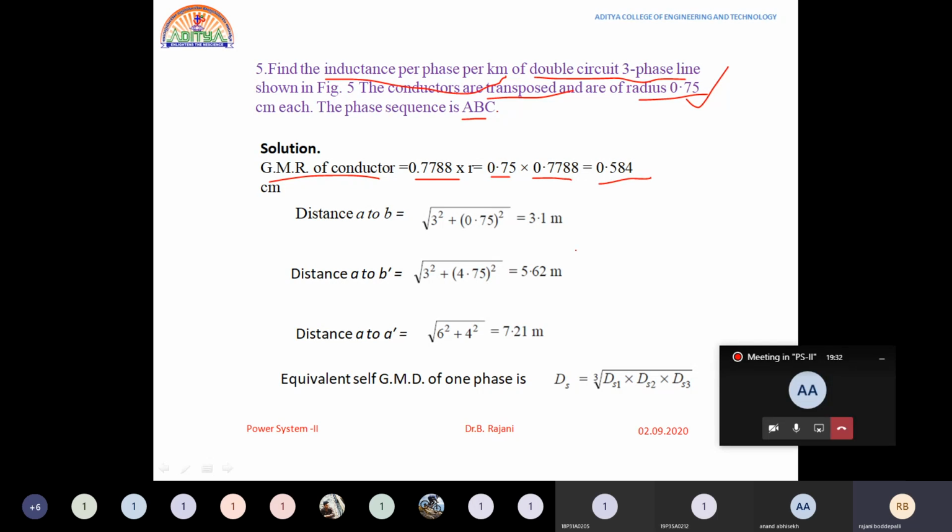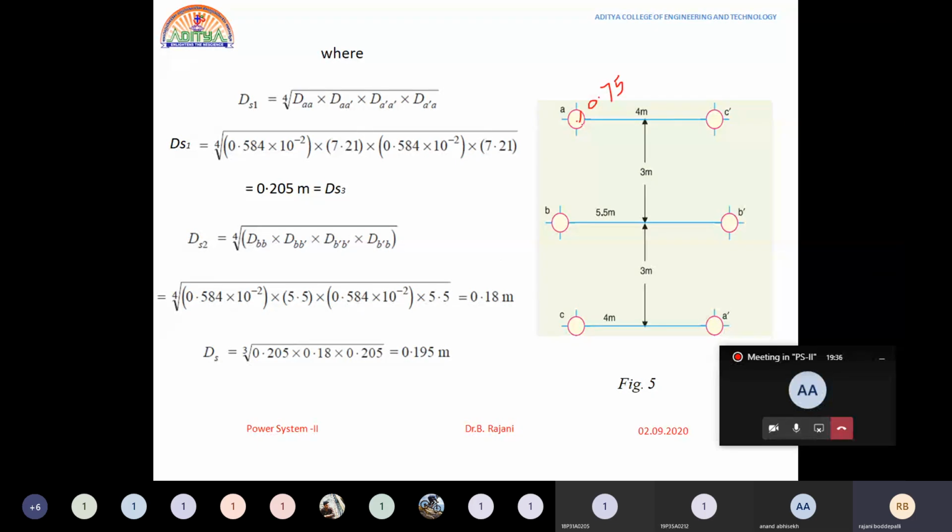See here in this figure, we have to find the distances between each and every conductor. In order to find the self GMD and mutual GMD, the self GMD formula is as such. For the first conductor A, the self GMD is the fourth root of DAA, DAA dash, DA dash A dash and DA dash A. This is the self GMD of the conductor A and this is the self GMD of the conductor A dash. Now what is the formula for this?